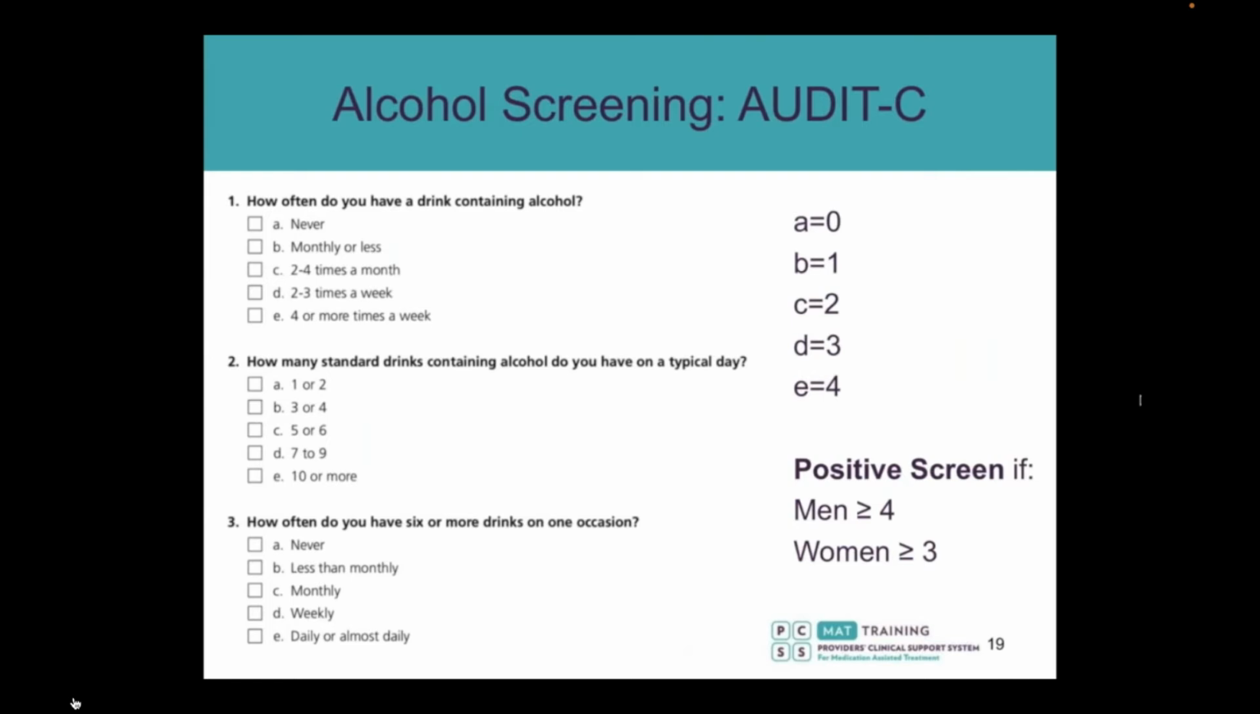So here are, again, just the first 3 questions of the AUDIT, which is called the AUDIT-C, scored in the same way from 0 to 4. However, there is a difference in the way that it's scored between men and women. So men having a score greater than or equal to 4 have a positive screen, and for women, that's 3. This is related to differences in pharmacology between the sexes regarding alcohol.